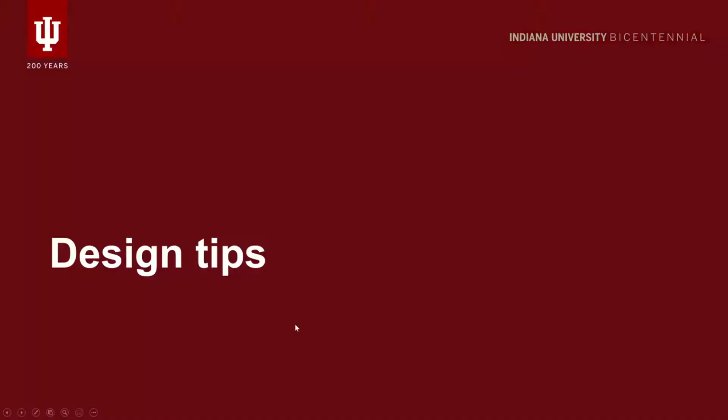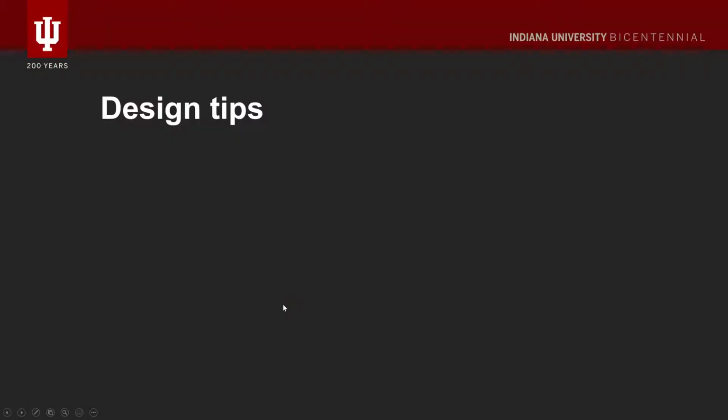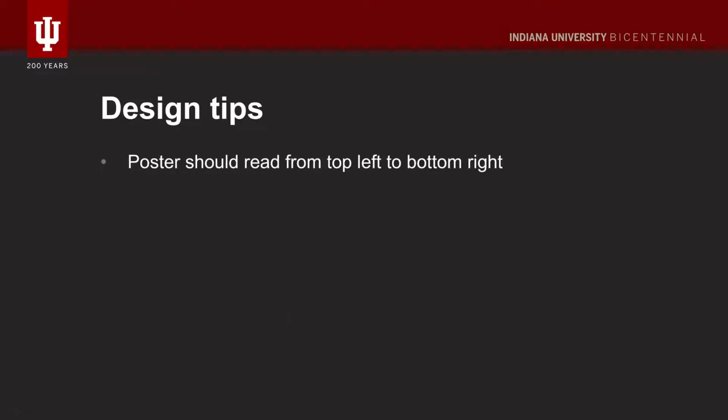Next, I'm going to talk about some design tips. Now that we've got an understanding of some principles that we can use to design our posters, let's explore these design tips and also some considerations you'll want to keep in mind as you're designing your poster. So let's start out with these additional tips. First off, our posters should read from top left to bottom right. It's the most straightforward direction to lead your reader through the page, from left to right, top to bottom.